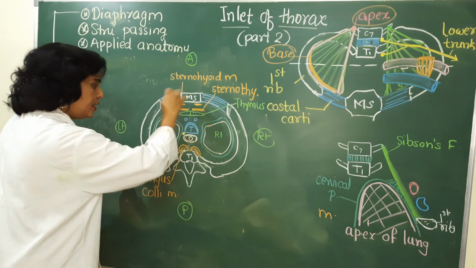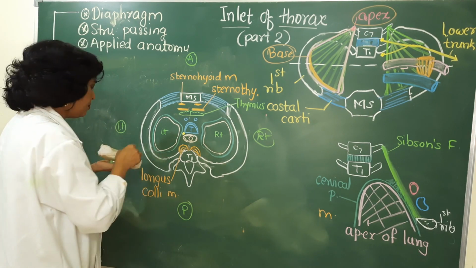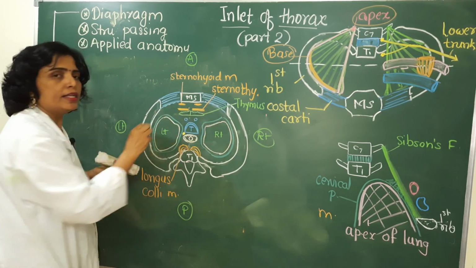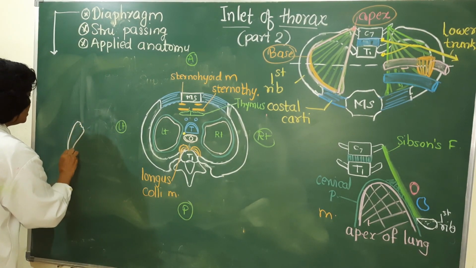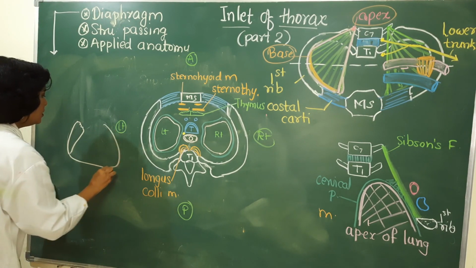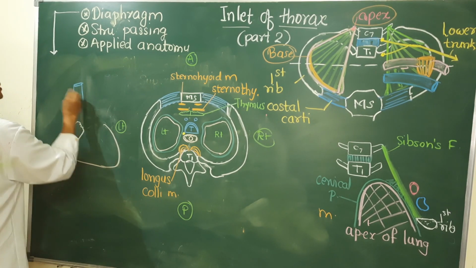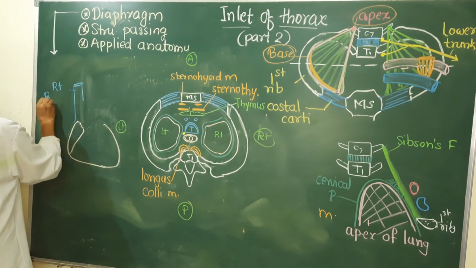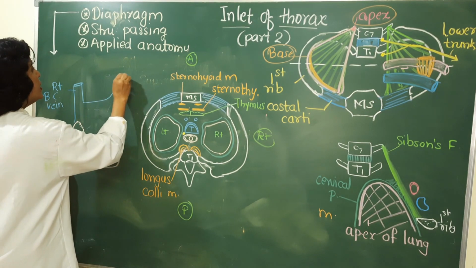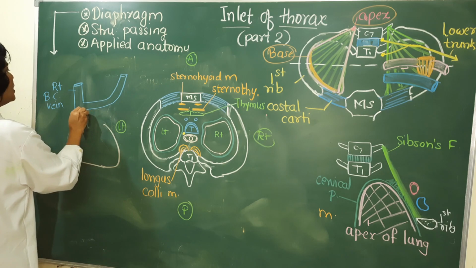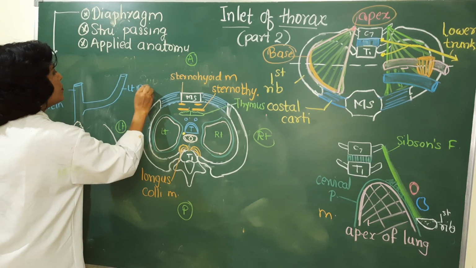Now, in addition to this, you get the major vessels coming from the heart, occupying the inlet of thorax. For that, we will just revise the heart. How is the structure of the heart? Suppose here is the heart. Here you get the superior vena cava, which is formed by the union of the right and left brachiocephalic veins. The left brachiocephalic vein crosses the origin of all the arteries arising from the arch of aorta. So this is the left brachiocephalic vein.